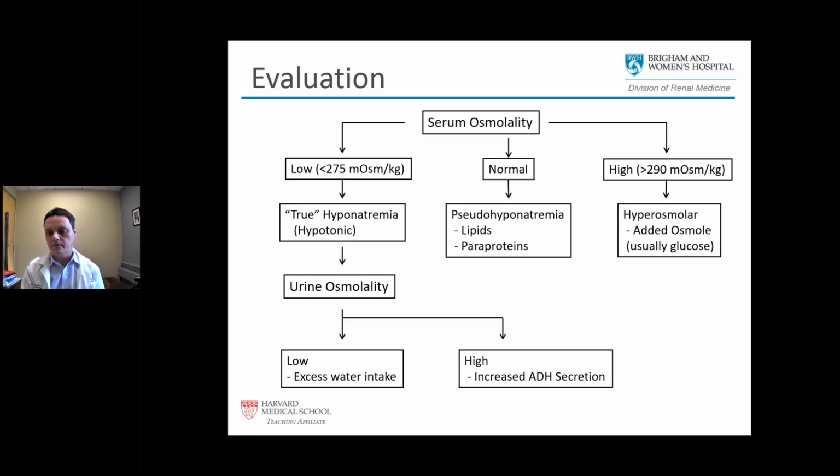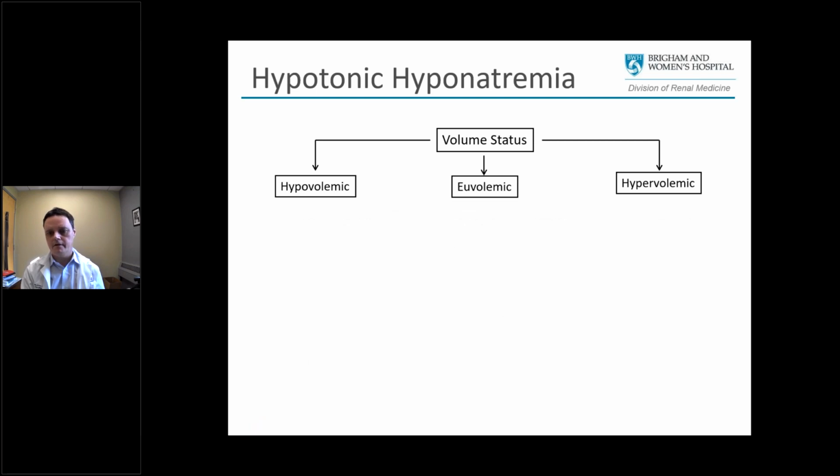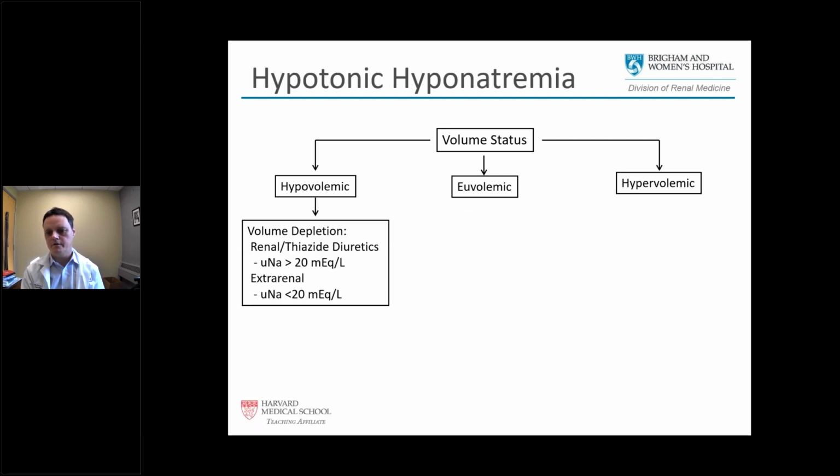All right, so assuming that the urine osmolality is high, this suggests that there is increased ADH secretion. Next thing we look at is the volume status. Are they hypovolemic, euvolemic, or hypervolemic? Hypovolemic suggests they're volume depleted. You want to check their urine sodium. If it's high, it suggests that there might be some renal wasting. If it's low, it suggests that they've got extrarenal losses of fluid.